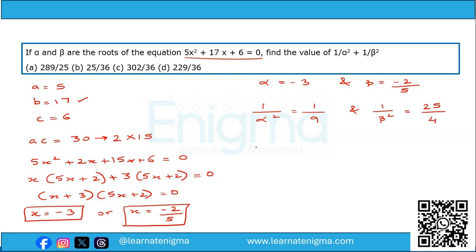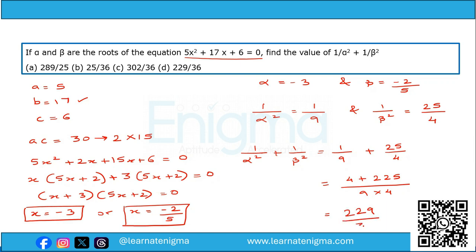Now we want the addition. So 1/α² + 1/β² = 1/9 + 25/4. Now, if we cross multiply, we have in the denominator 9 × 4, and in the numerator 4 + 25 × 9, that is 225. So therefore, the final answer comes out as 229/36, since 9 × 4 is 36.